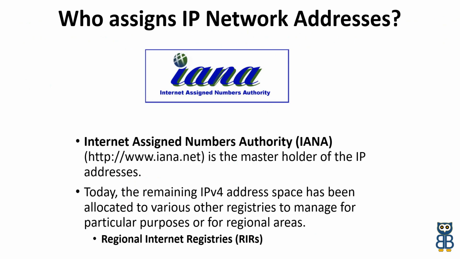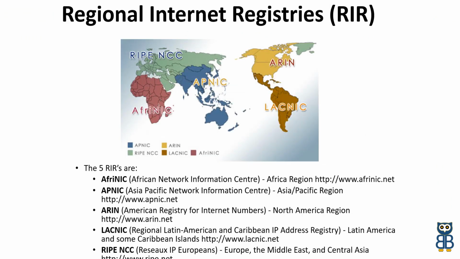Internet Assigned Numbers Authority, or IANA, has rights to allocate the IP address to regional internet registries. There are 5 regional internet registries available across the globe. Regional Internet Registries provide the IP address to local service providers, and local service providers allocate the IP address to end customers. Let's understand what is the use of the IP address in the computer network world.